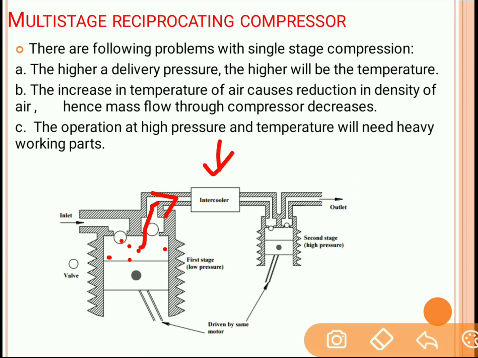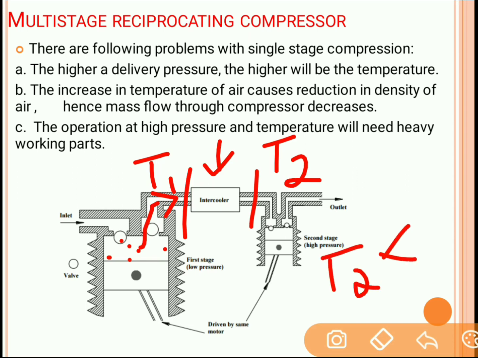So the intercooler reduces the temperature. Let's say that the temperature at the inlet of the intercooler is T1, then the temperature at the exit of the intercooler is T2. So in this case, T2 will be less as compared to that of T1. Now this process takes place at constant pressure.